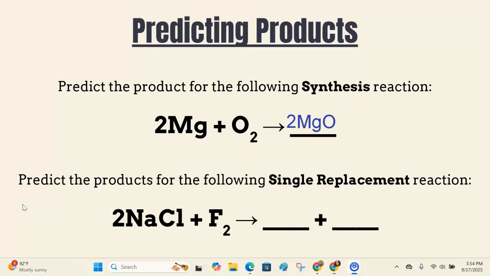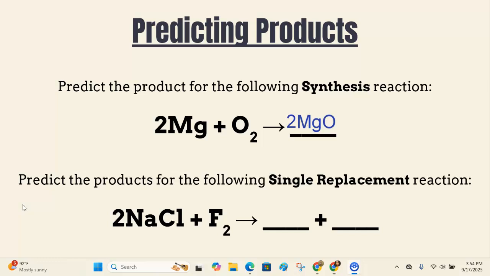For our second example, we have 2 NaCl plus F2, and we know that it's a single replacement reaction, meaning that the element that's by itself, so F, is going to replace one of the elements in our compounds. Now, which element is going to be determined by the charge? Na has a +1 charge, Cl has a -1 charge, and F, which has 7 valence electrons, just like Cl, is going to have a -1 charge. So it's going to replace the Cl, not the Na.